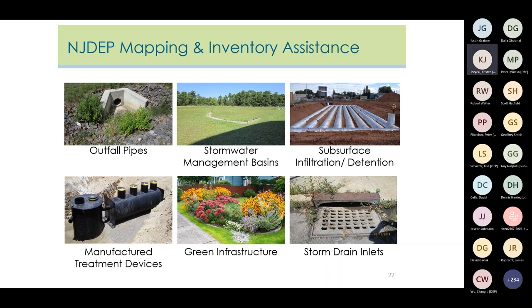We felt that these features were all easily collected as point features and would be a great starting point to mapping your stormwater system. The feature classes are currently being updated to account for the newly required MS4 infrastructure mapping requirements of the Tier A permit.